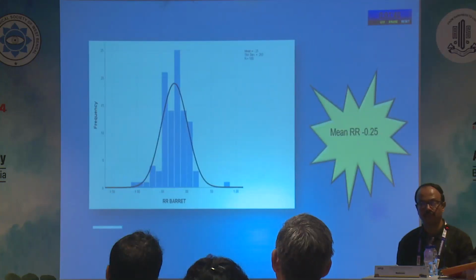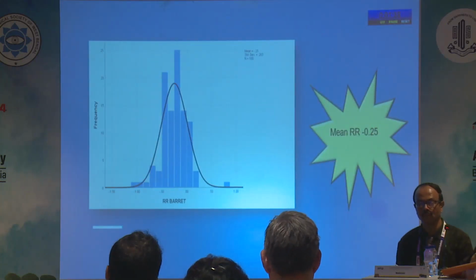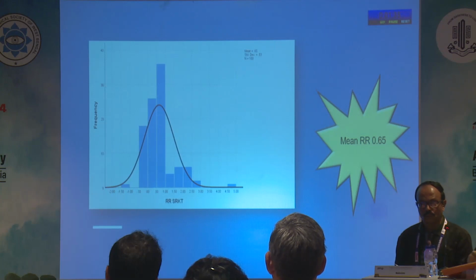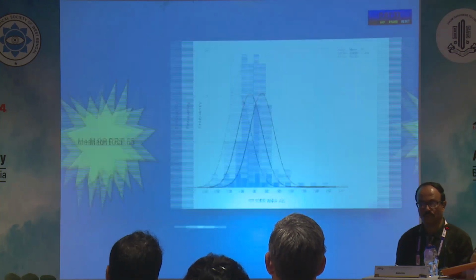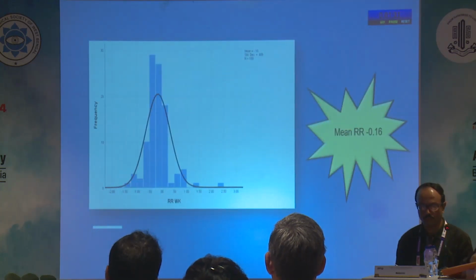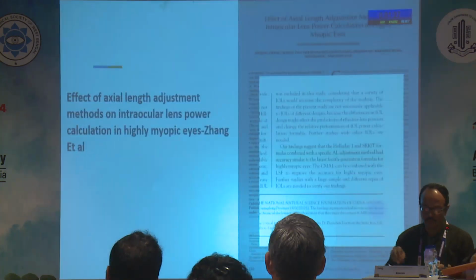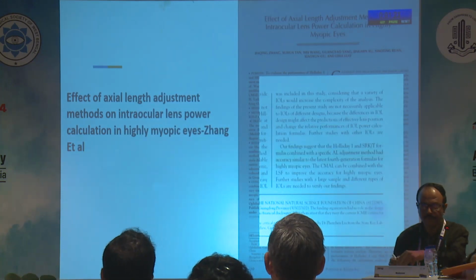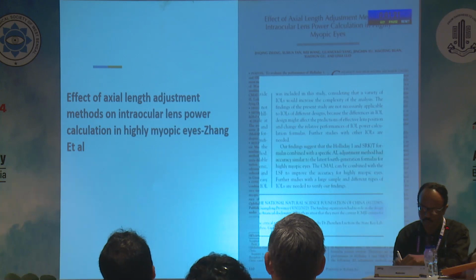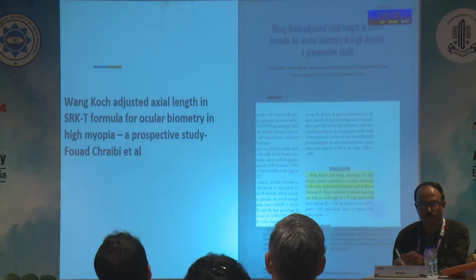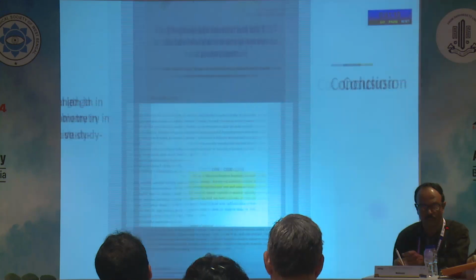The mean residual refraction with BARRET was minus 0.25. It was 0.65 with SRK-T using normal axial length. It was minus 0.16 using SRK-T with Wang's-Cox adjusted axial length, which is similar to the BARRET Universal 2. Some studies state similar results. A study by Sang et al. showed that SRK-T with axial length adjustment can give similar results to the newer generation formula. And another study by Fouch-Shirabi et al. showed that Wang's-Cox adjustment in the axial length can give similar results to BARRET Universal 2.